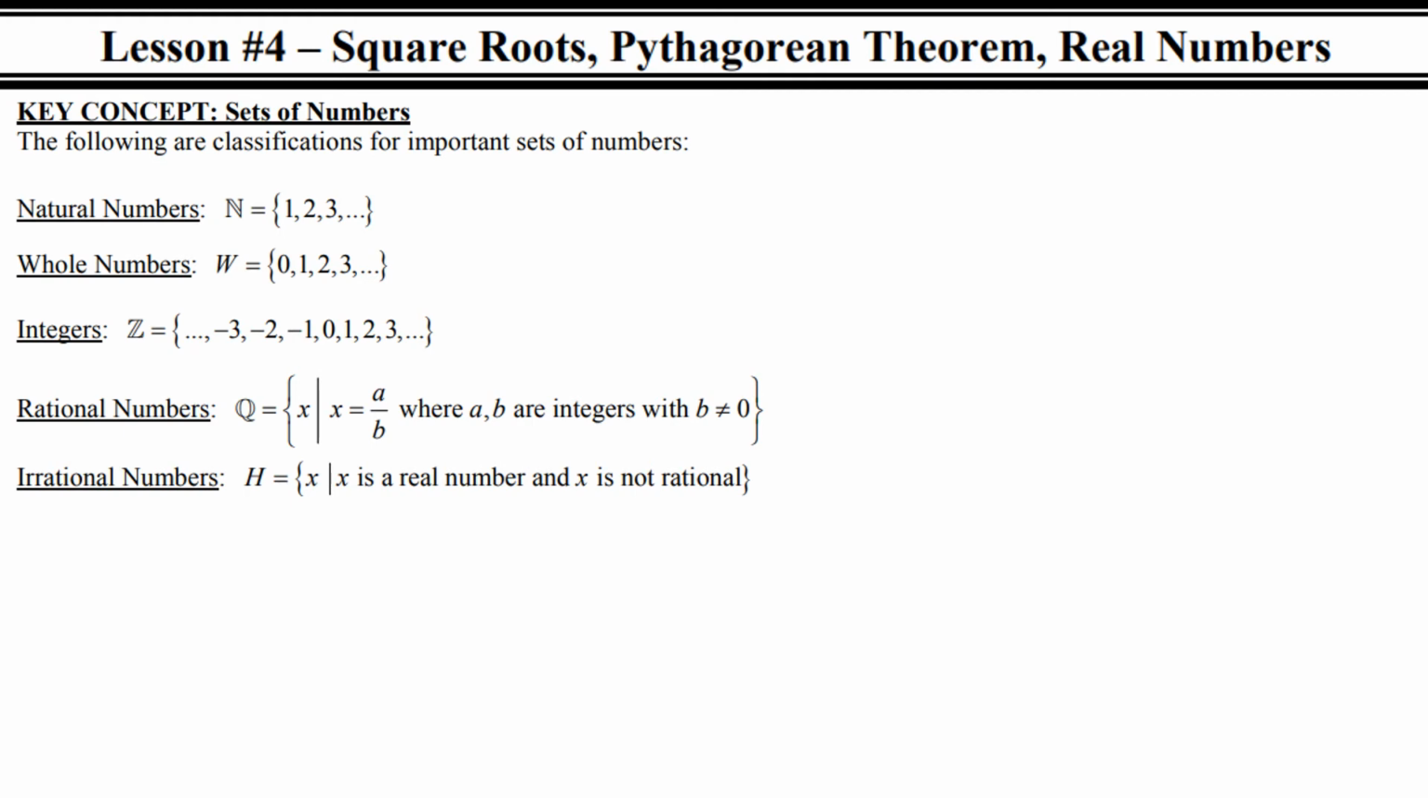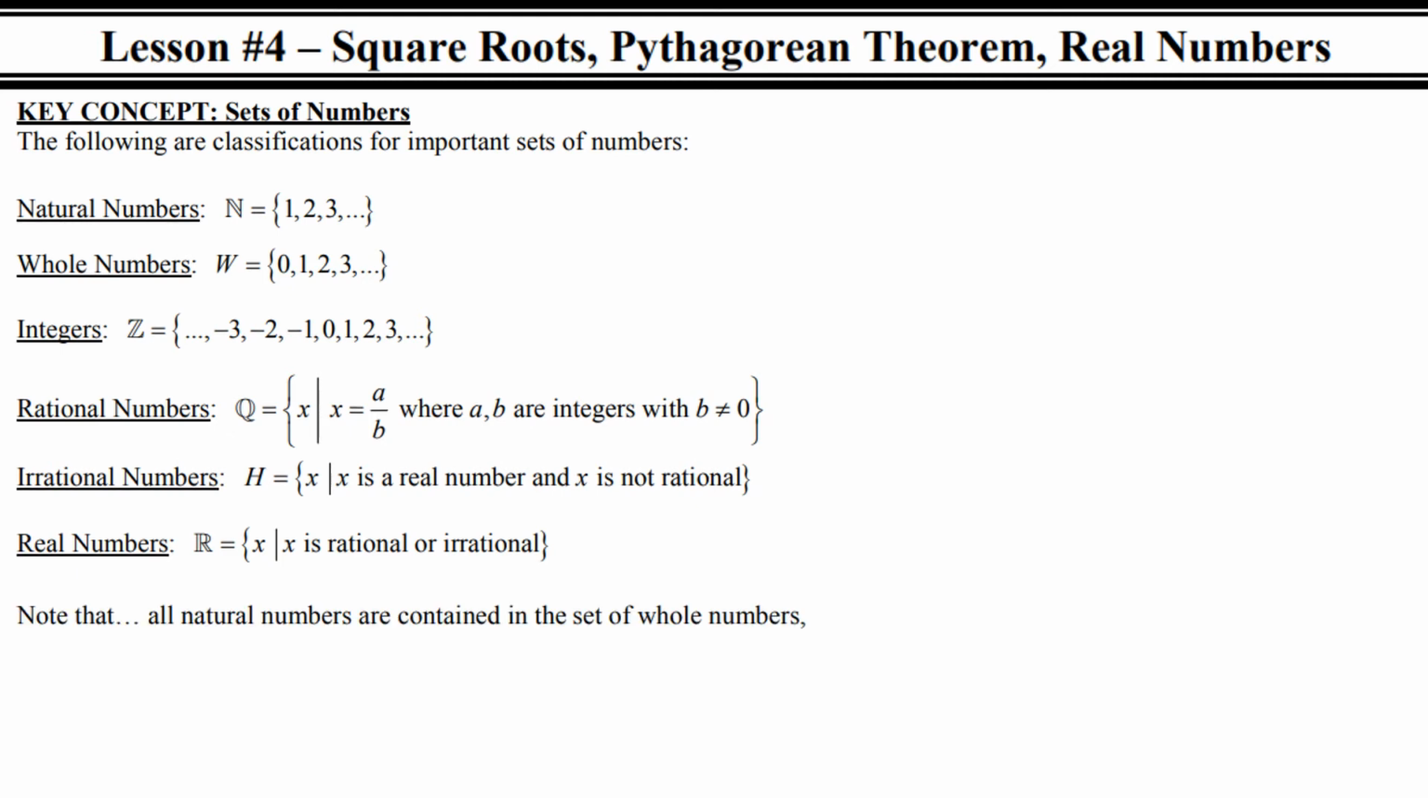Now we look at the irrational numbers, signified by the letter H, and they are the set of all x such that x is a real number and x is not rational. Finally, we look at the real numbers, signified by the letter R. Using set builder notation, that's x such that x is rational or irrational.